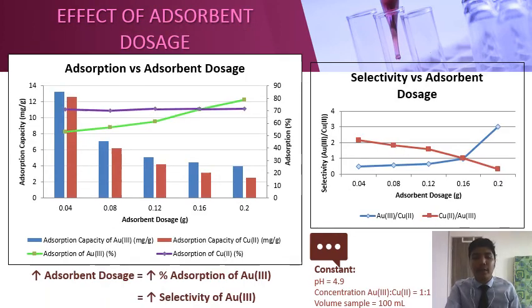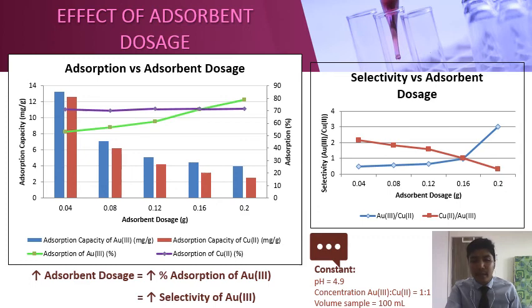For the adsorbent dosage, the percentage adsorption of Cu2+ remains unchanged even though the adsorbent dosage is increasing, but the percentage adsorption of Au3+ increased steadily from 53% to 78%. This is because increasing the adsorbent dosage increases the number of active sites for the metal ions to form stable complexes.